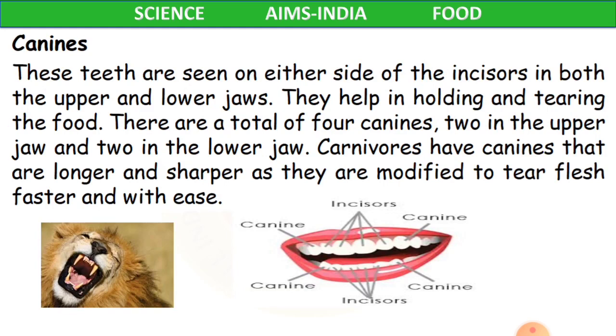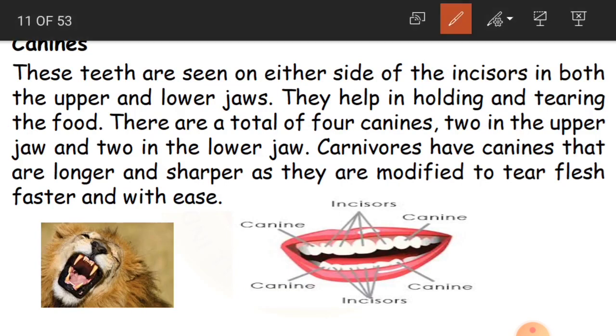So what are canines? See here. These teeth are seen on either side of the incisors in both the upper and lower jaws. See, canines are to the side of these incisors. See, these four are the incisors, and to either side, this side and also this side, in the upper jaw and also in the lower jaw, you can see these teeth. We call them canines.